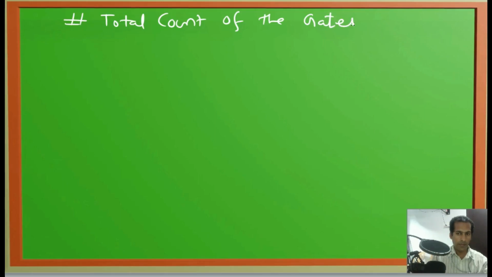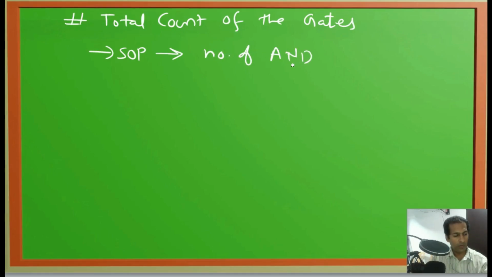Suppose we want to find out the total count of the gate inputs. If our expression is in SOP form, then we will count the number of AND gates, the number of AND inputs, and the number of AND gates feeding the OR gate.